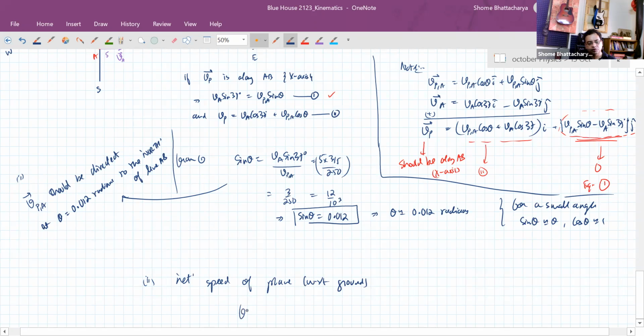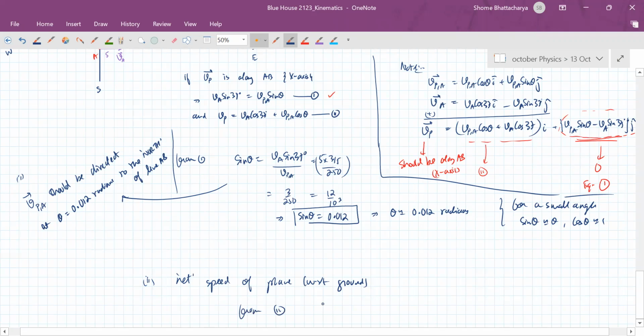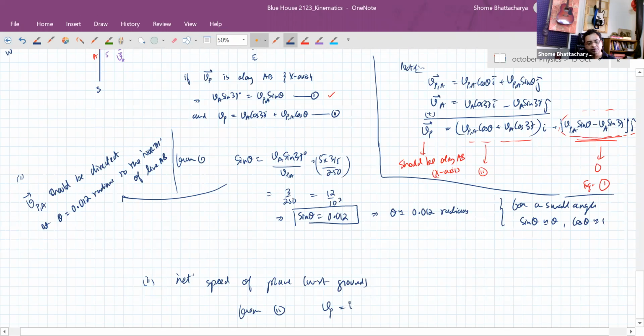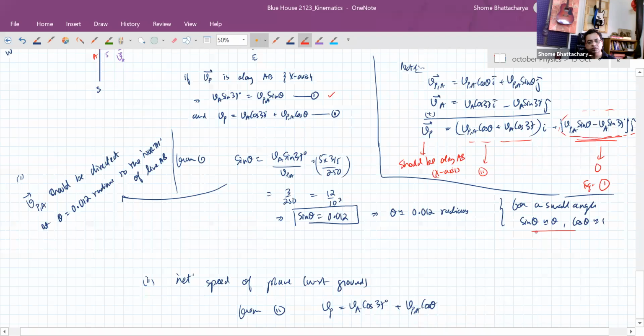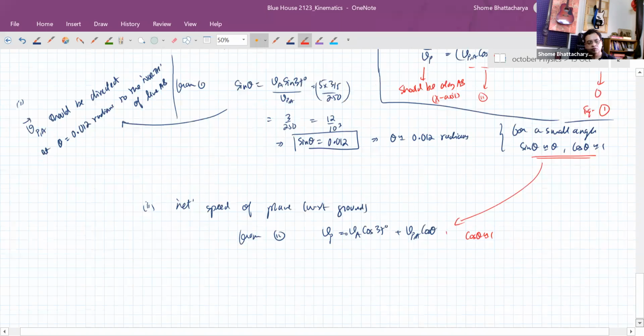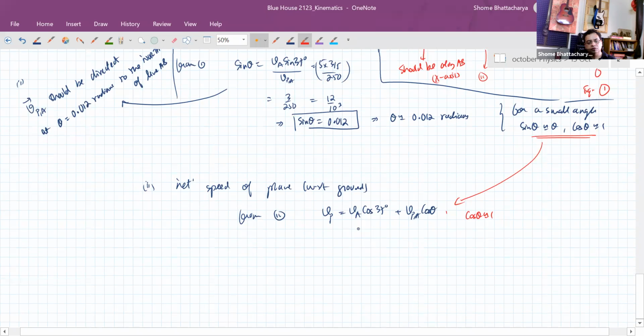You can see from equation 2, but we just have to apply the trigonometry approximation methods a little carefully here. We will take cos theta as 1 because theta is small. So cos theta is approximately 1. So this will become 5 into 4 by 5 plus 250 into 1. So the approximate value will be 254 kilometers per hour. So in this case, the wind is actually helping the aircraft.